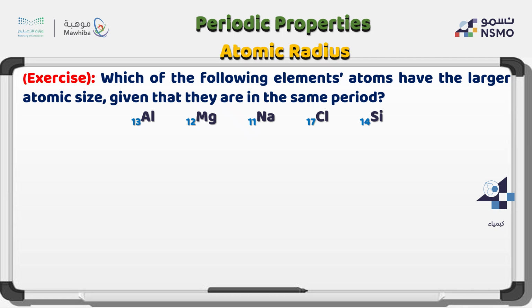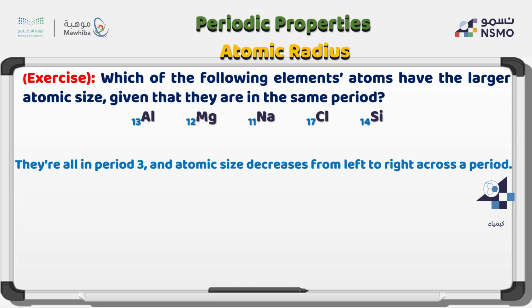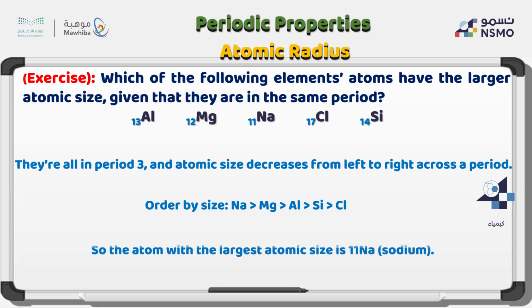All of these elements are in period 3. Across a period, atomic size decreases from left to right. So, we arrange them from the largest to smallest atomic radius. We get sodium is the largest, followed by magnesium, aluminium, silicon, and the last one is chlorine. Therefore, the element with the largest atomic size is sodium.